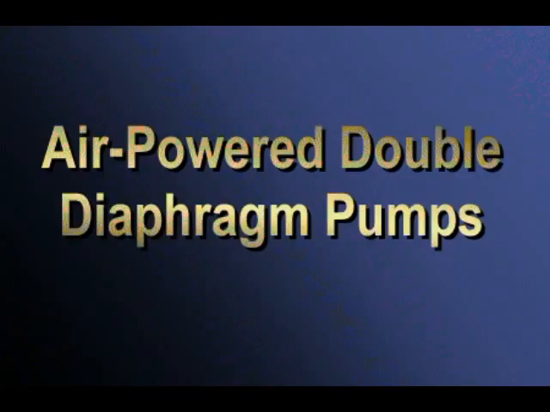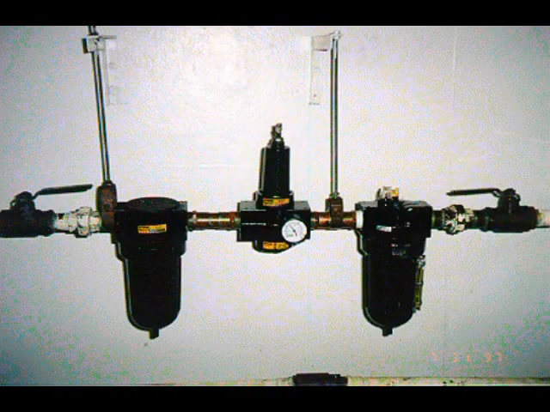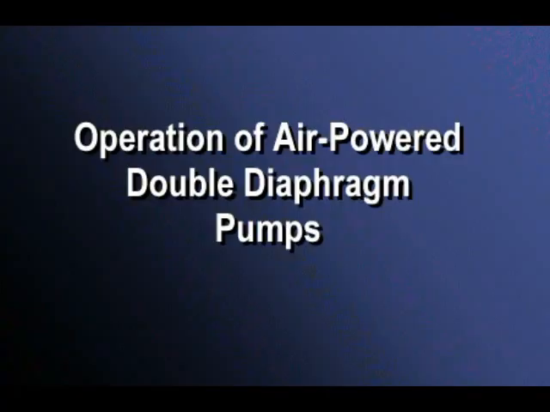Air-powered double diaphragm pump. A common type of diaphragm positive displacement pump is referred to as the air-powered double diaphragm pump. As the name indicates, the pump uses an air supply such as this to power the pumping action. The air-powered double diaphragm pump is normally used to pump sludge or chemical slurries. Here is a picture of a typical installation. A series of diagrams here will illustrate how this pump works.